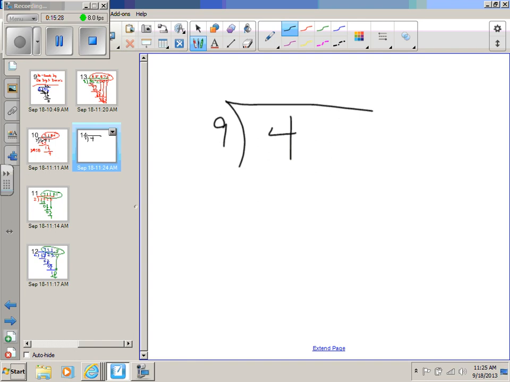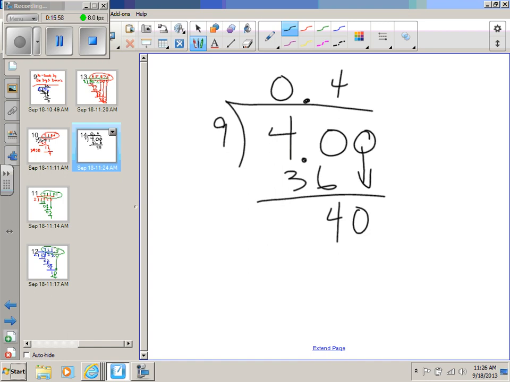Big boy math, first thing I'm going to do is what? The decimal up here, okay? Does 9 go into 4? 0. Does that mean I'm done? Oh, sorry, not that easy. 0. 9 into 40. Ooh, 4 left. What do I do? 9 into 40.